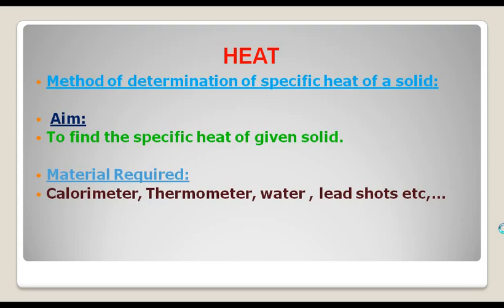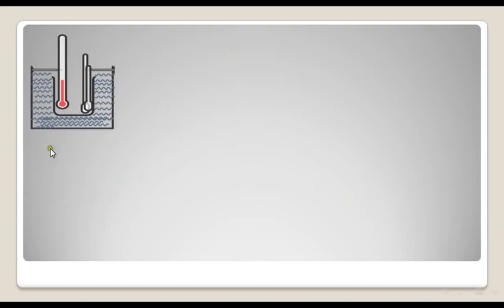To perform this activity, the materials required are calorimeter, thermometer, water, lead shots, etc. Here this is the calorimeter. Now the calorimeter will be in the shape of a cube, and it is completely made up of wood in the outer portion, and internally we can find a copper vessel with stirrer along with the thermometer to measure the temperature.